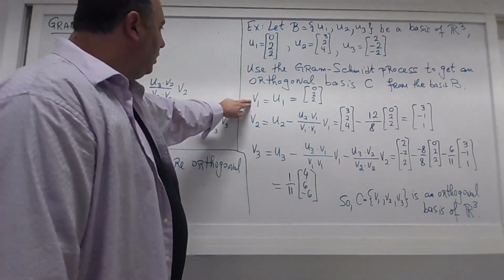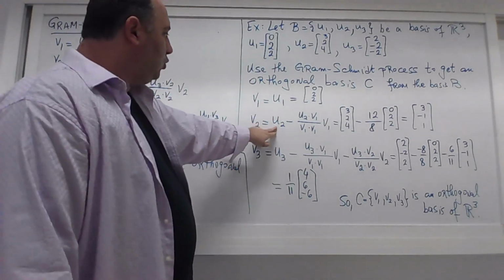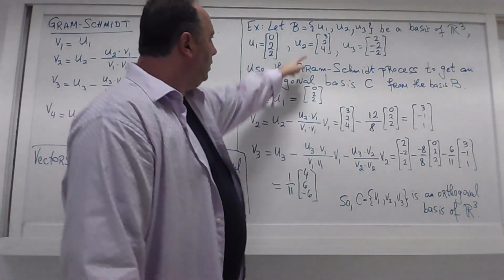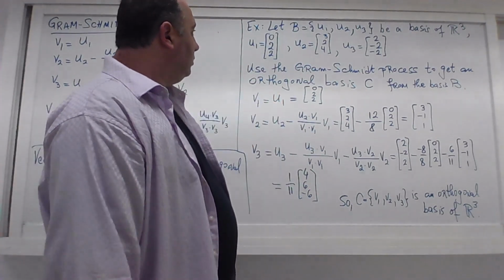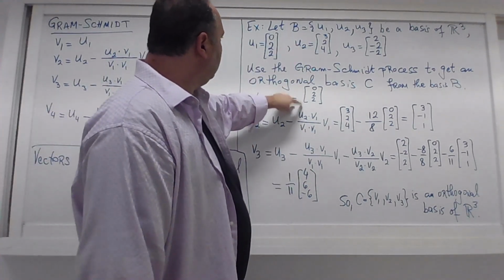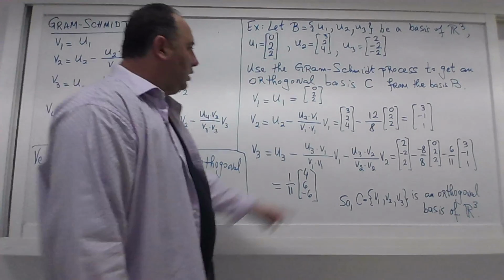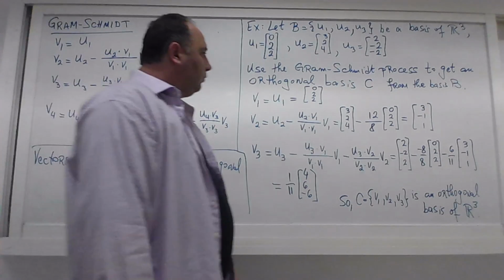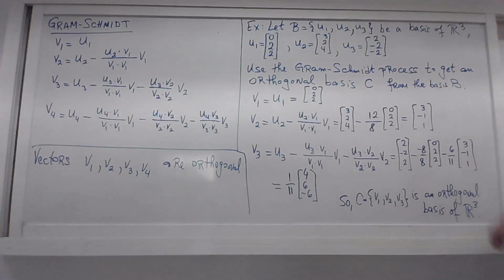The process says V1 will be U1, so just copy. V2 will be U2 minus the projection of U2 on V1. So U2, copy, minus the dot product U2 V1. U2 is here, V1 is here, so it's basically this. You do the dot product, you get 12 upstairs and 8 downstairs, times V1, copy, and then you do the algebra, and this is our V2.